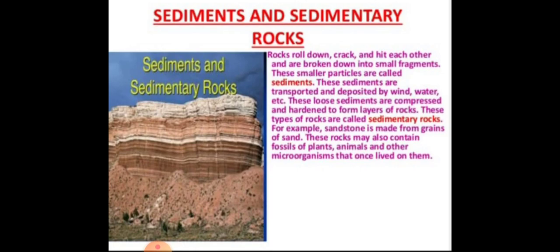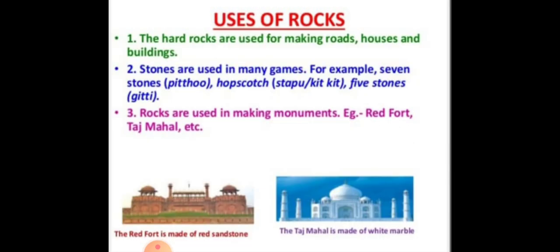Sediments and sedimentary rocks. Rocks roll down cracks and hit each other and are broken into small fragments. These smaller particles are called sediments. These sediments are transported and deposited by wind, water, etc. These loose sediments are compressed and hardened to form layers of rocks. These types of rocks are sedimentary rocks. For example, sandstone is made from grains of sand. These rocks may also contain fossils of plants, animals, and other microorganisms that once lived on them.